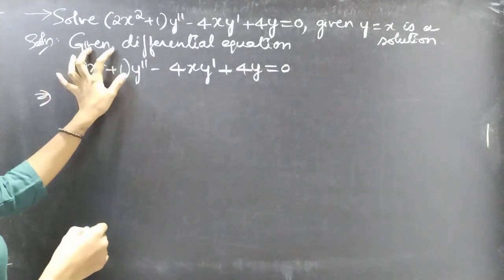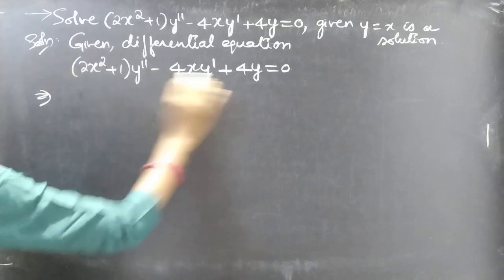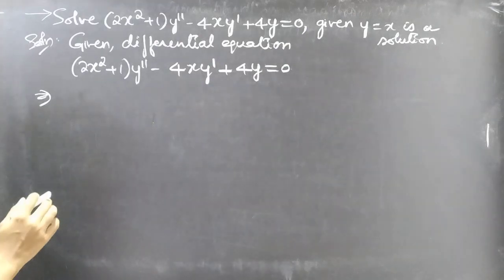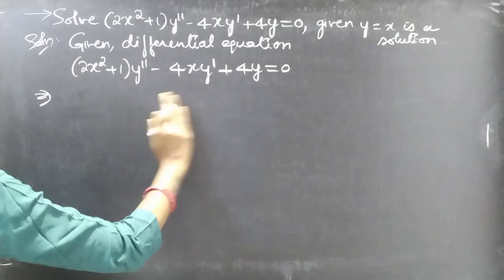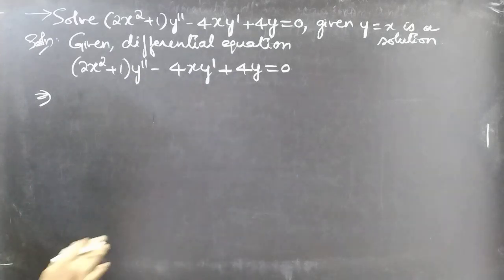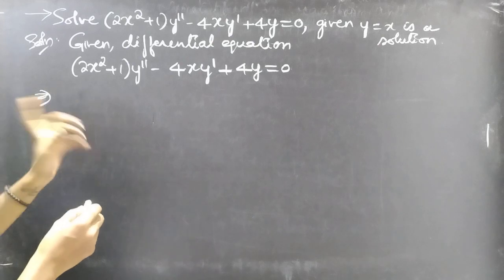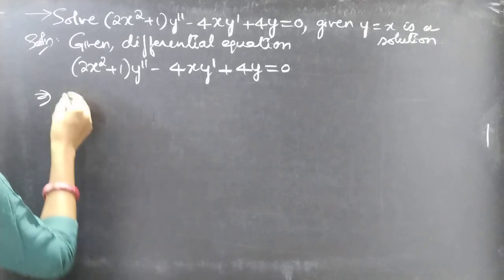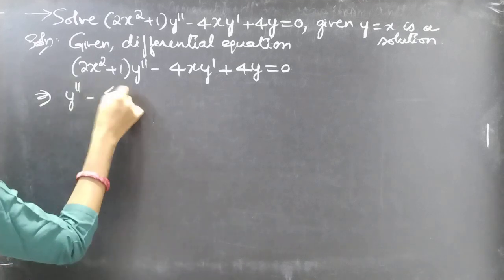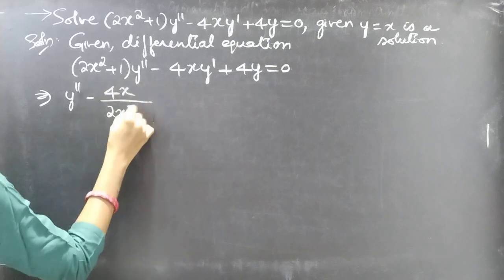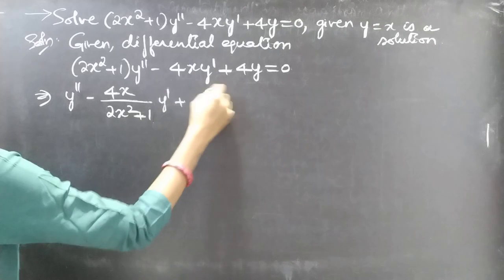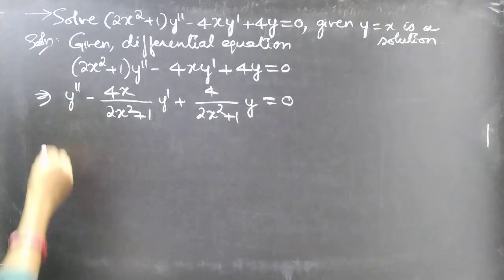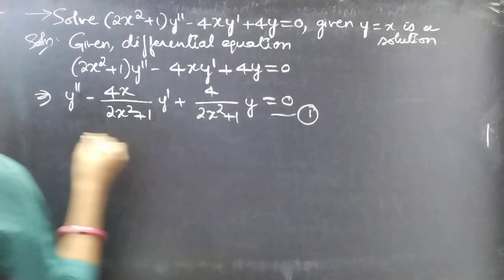Now let's make the coefficient of y double dash unity. For that purpose, we'll divide the whole equation by 2x squared plus 1, or multiply the whole equation by 1 by 2x squared plus 1. Or you can split this equation into LHS and RHS form, and then divide both sides of the equation by 2x squared plus 1. Okay, so I'll write directly y double dash minus 4x by 2x squared plus 1 into y dash plus 4 by 2x squared plus 1 into y equal to 0. Now, consider it as equation number 1.